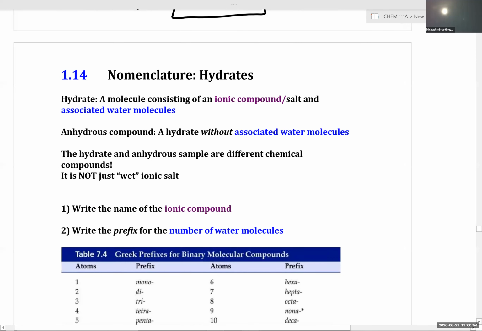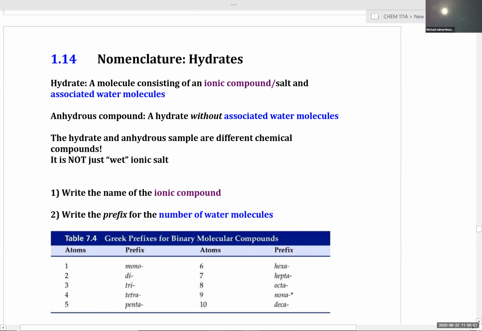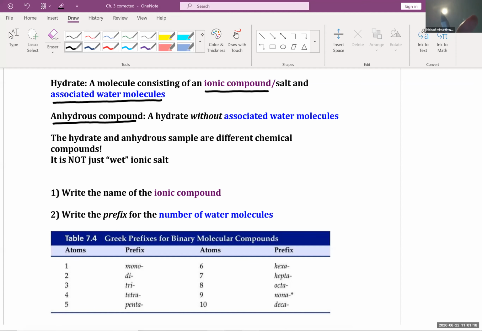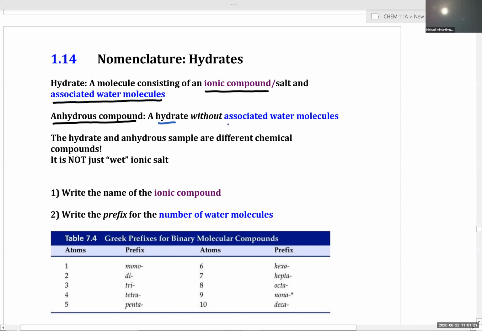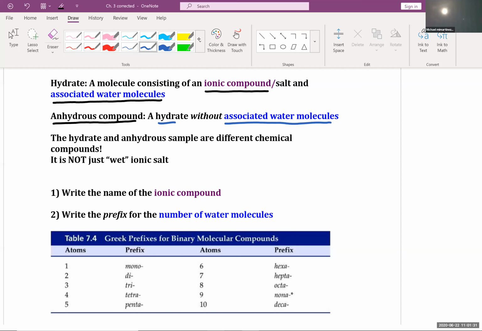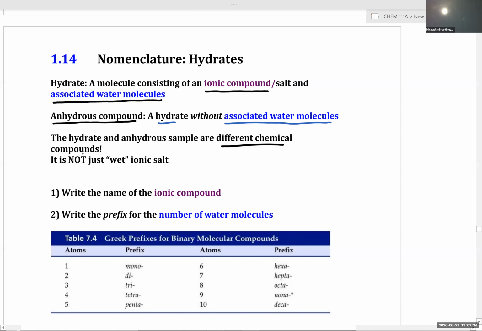Now we're going to talk about another subclass of compound that we call a hydrate. A hydrate is a compound consisting of an ionic compound and associated water molecules. Hydro means water, hydrate. An anhydrous compound is a hydrate without water molecules. The hydrate and the anhydrous form of a compound are entirely different chemical compounds. It's not just wet ionic salt.